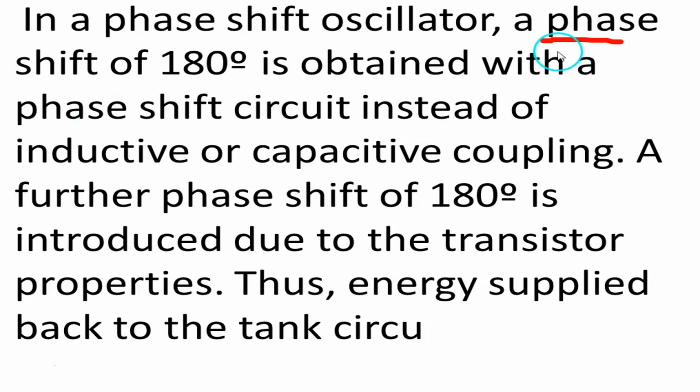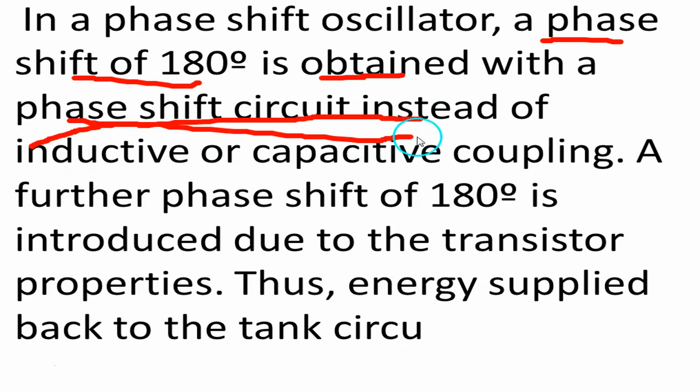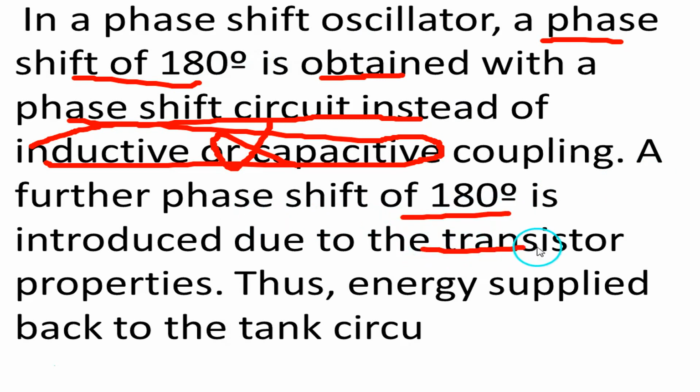So a phase shift of 180 degrees is obtained with a phase shift circuit. Instead of inductive or capacitive elements, we are using RC now. Then a further phase shift of 180 degrees by the transistor, so the total energy comes back in phase.